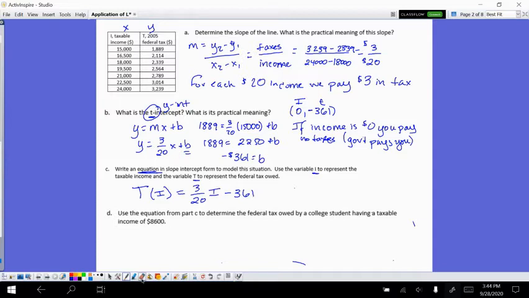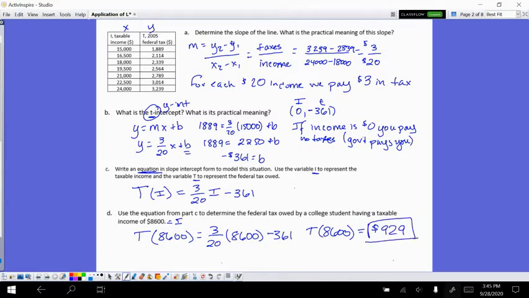In our last question on this page, we're asked to determine what the federal tax owed by a college student would be if they earn $8,600. So we can label this very quickly. We know an I value. We're going to go to the equation, and wherever we see I, we're going to substitute this income. And again, this is a use-your-calculator calculation. So you would just type this right-hand side into your calculator, and it would tell you if you earn $8,600, you would end up paying $929 in income tax.